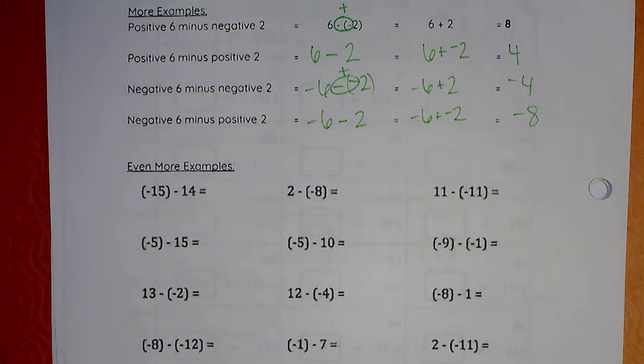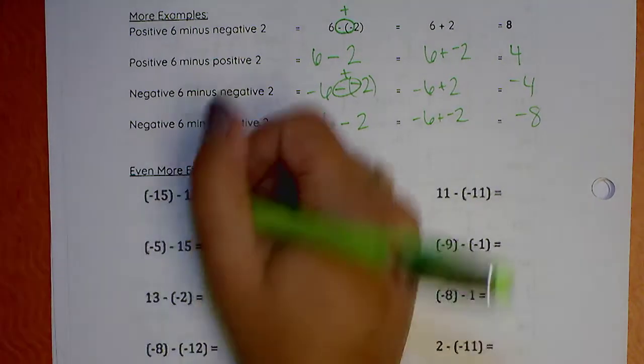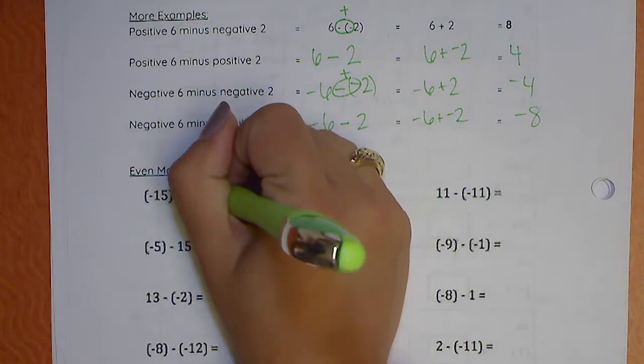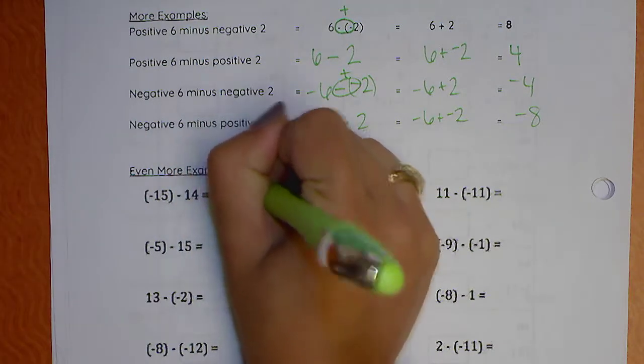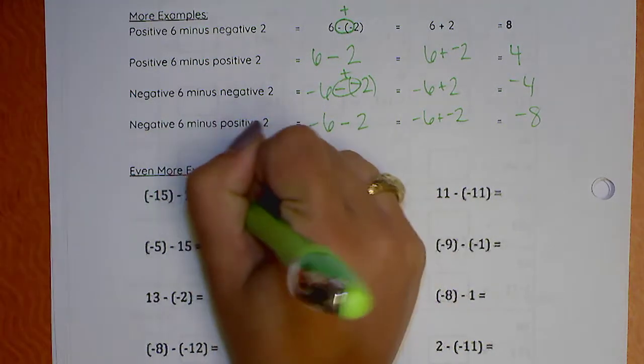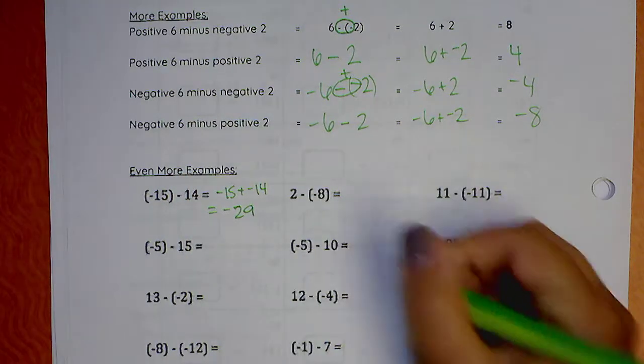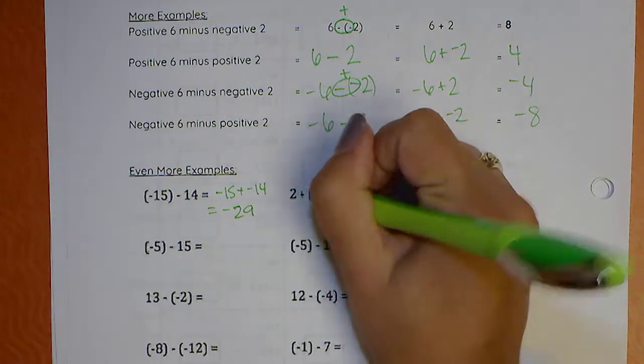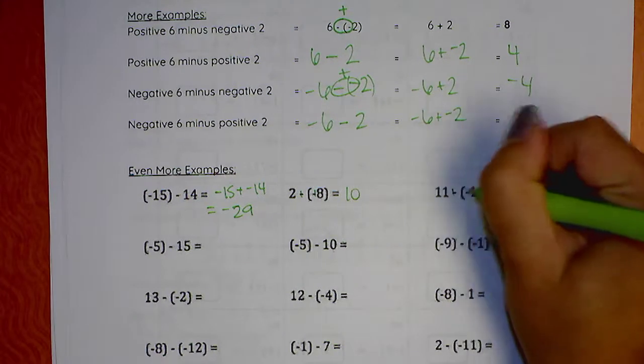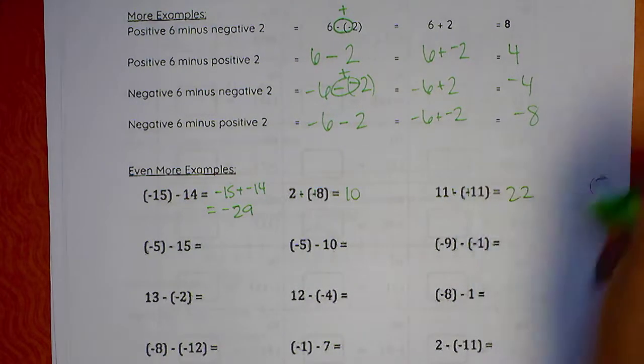Now I'm going to do the ones on the bottom, if you had time to do these. Negative 15 minus negative 14 is the same thing as negative 15 plus negative 14, which is negative 29. This should be plus: 2 plus 8 is 10. This should be plus: 11 plus 11 is 22.